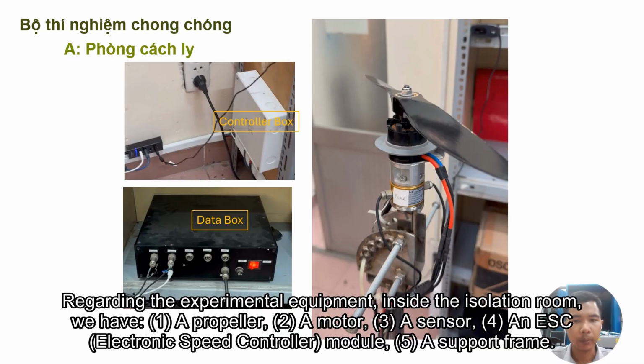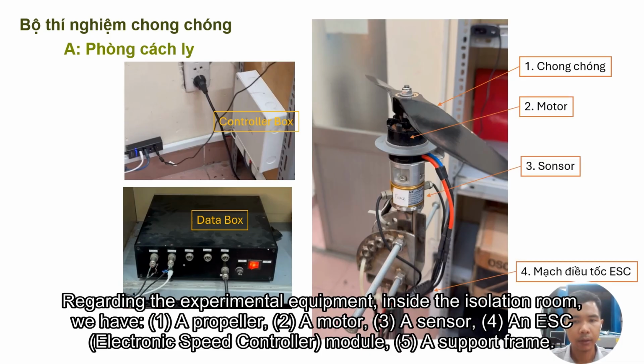Regarding the experimental equipment, inside the isolation room, we have: 1. A propeller, 2. A motor, 3. A sensor, 4. An ESC, electronic speed controller, module, 5. A support frame.